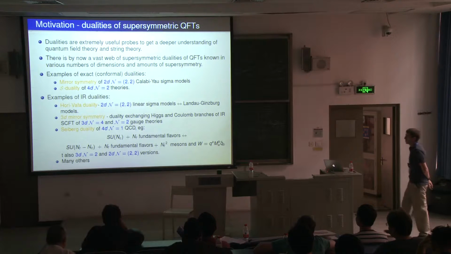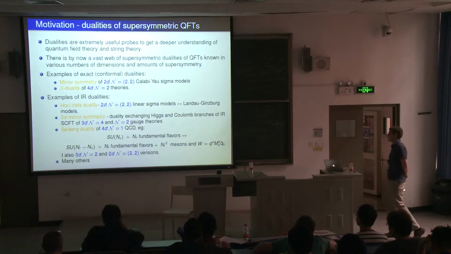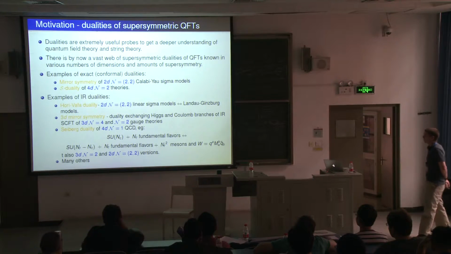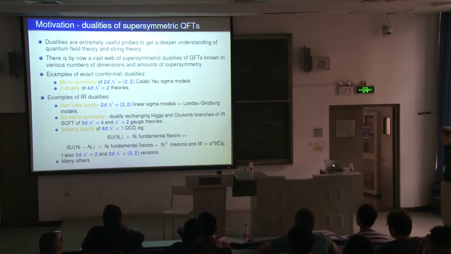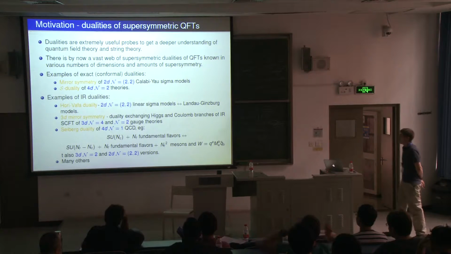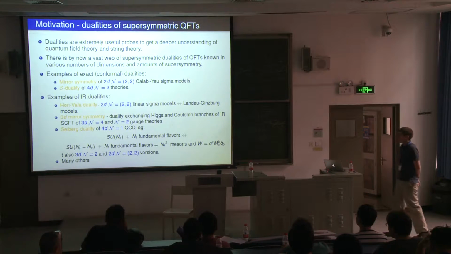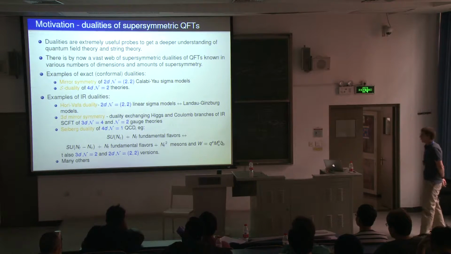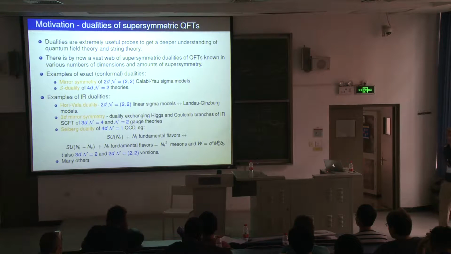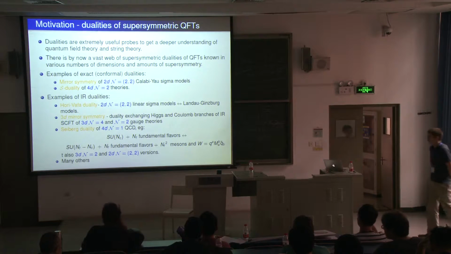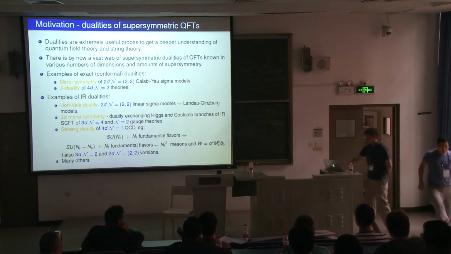A typical example is this one between SU(N_c) QCD with N_f fundamental flavors and SU(N_f - N_c) with some additional singlet fields. And there are many examples with different gauge groups and matter content, and also examples in 3 dimensions and 2 dimensions. And there are many other examples.